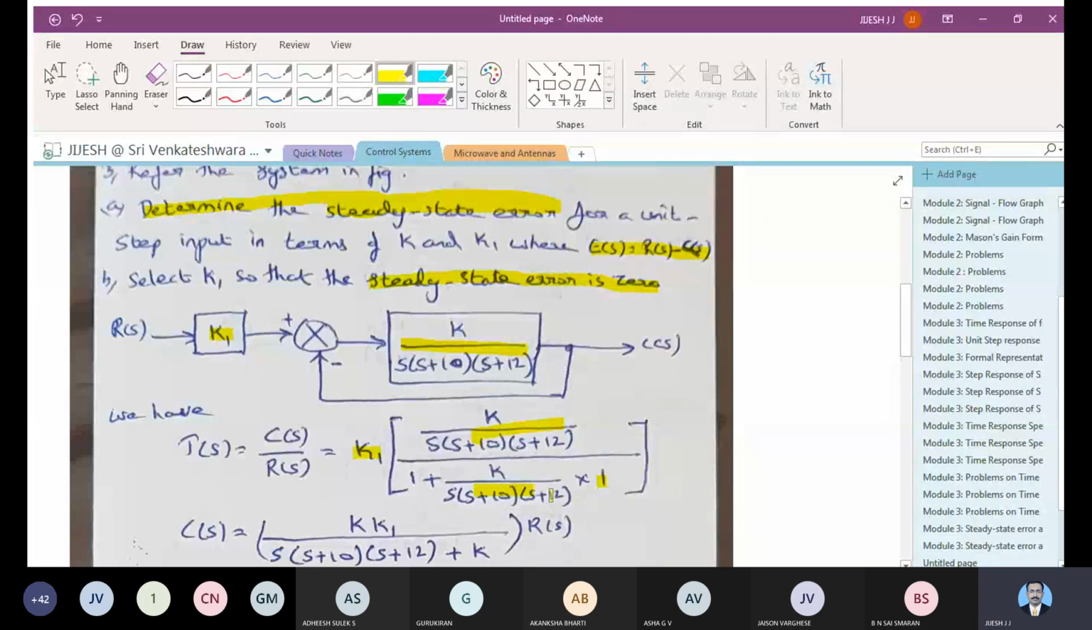Here it is also clearly mentioned that it is a unit step input. You should read line by line, word to word, when you are solving any problem in control systems. So it is already mentioned that it is a unit step input. When it is a step input, you know what R of S will be here. So first you complete it, then we will proceed further.